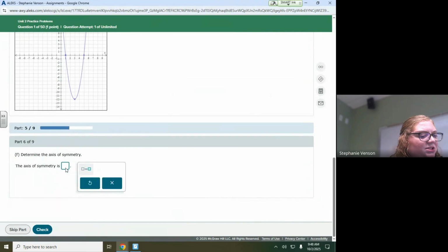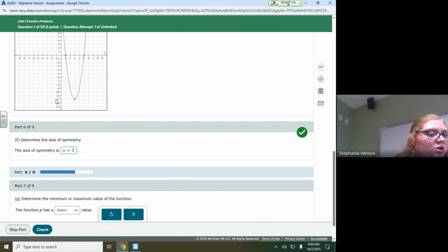Okay, determine the axis of symmetry. So remember, axis of symmetry is a line. So this will be wrong if you just put it in as a number. You have to have x equals for the axis of symmetry. So it's going to be x equals h, or the x value of the vertex. So that was what, 3? Okay, so x equals 3.